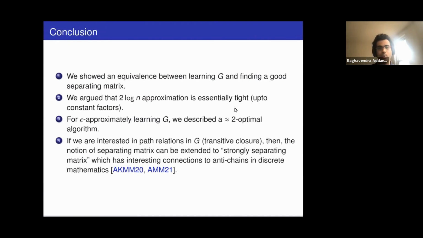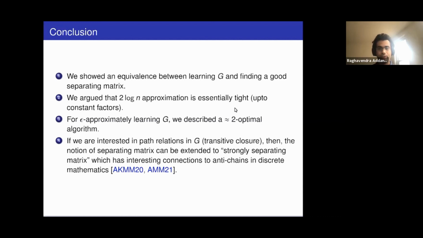So in this talk, we have showed that there is an equivalence between learning a causal graph and finding a good separating matrix. After describing this equivalence, we argued that 2 log n approximation is essentially tight, showing a hardness of approximation. After that, we show that if our objective is epsilon approximately learning the graph, we can get a 2 approximation using this idea of peeling near MISs from the graph.